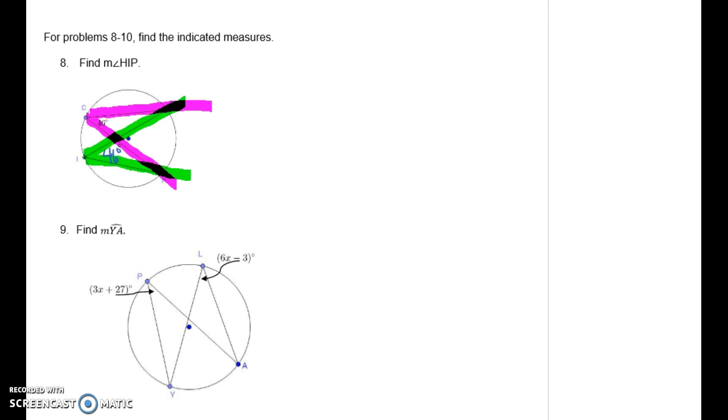And I can do that when I'm solving for algebra as well. So if I'm looking at angle P and angle L, both of those cut off arc YA, and so therefore they must be congruent.